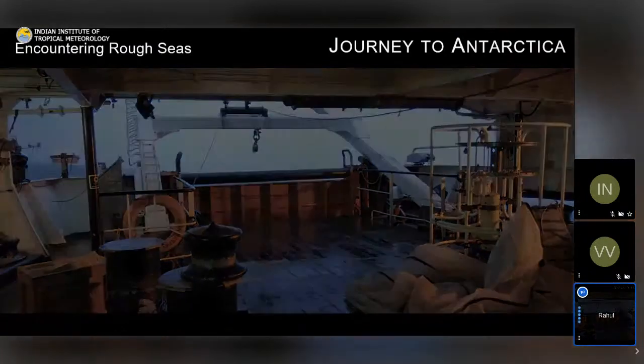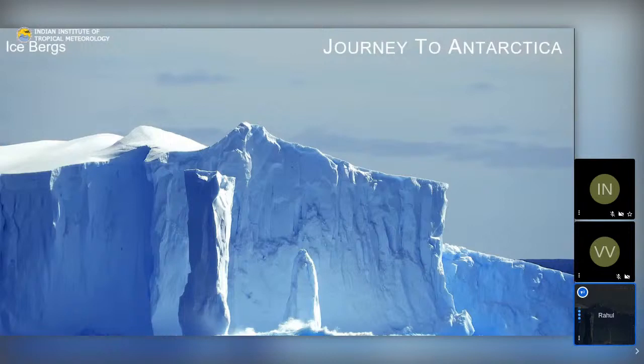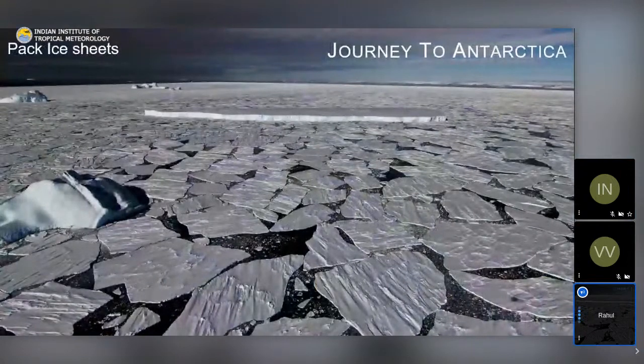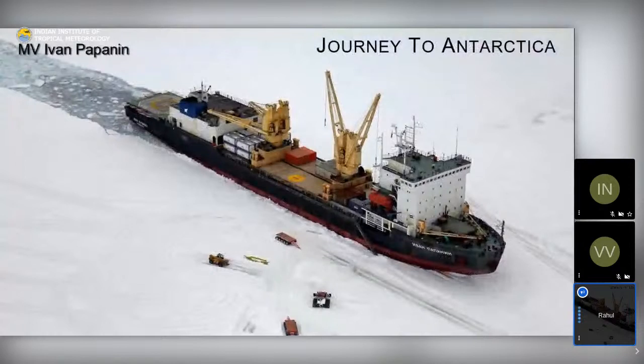So these are real rough seas, and it's never easy to do science there. So these are icebergs. As you move ahead in the Southern Ocean, moving past 45 degrees, 50 degrees, you will see a lot of icebergs welcoming you. You will see pack ice sheets as you move closer to Antarctica. Then the ship is ramping up, getting much closer to the shelf, as close as it can get. And then you have the vehicles that you can see all around, which will help us to take the supplies to the research base for the survival of the team there.